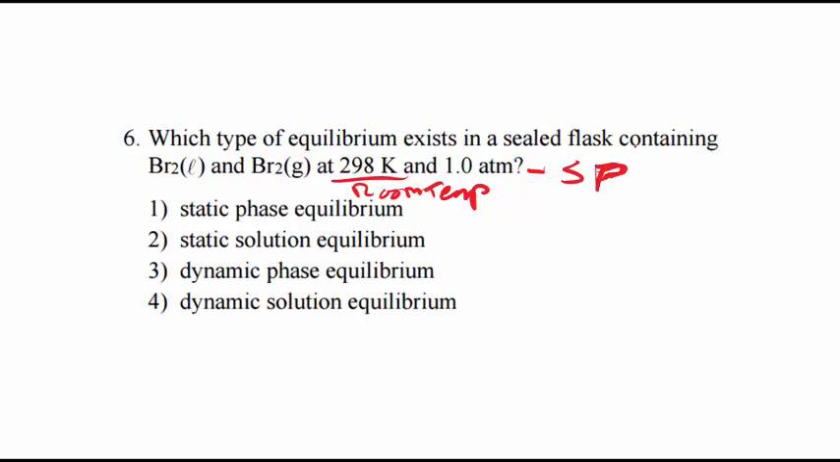What we do have to understand is that we're talking about liquid in a reversible reaction with a gas. And those are phases, and that means it would be phase equilibrium. The word static means that there's nothing moving. We don't want static. We want dynamic. Dynamic means moving back and forth, right? Forward and reverse reaction rate. And this would be an example of dynamic phase equilibrium.